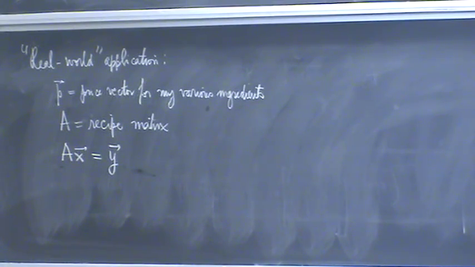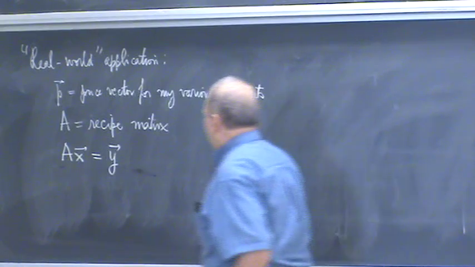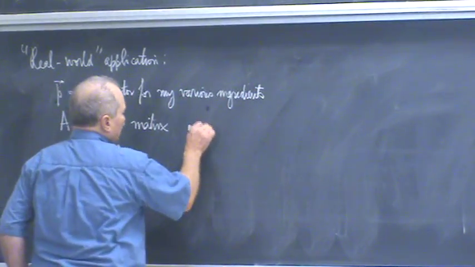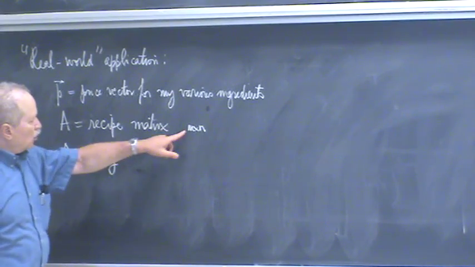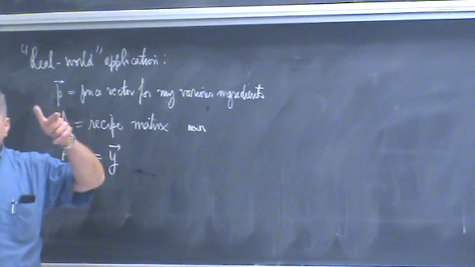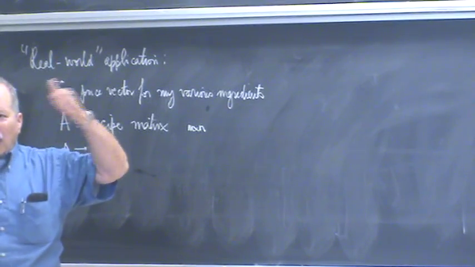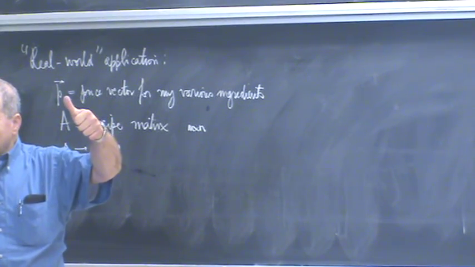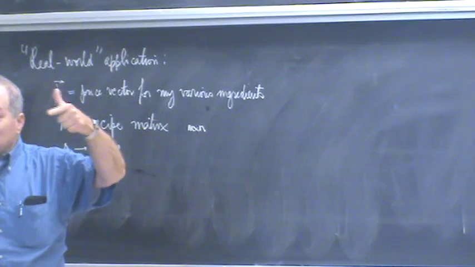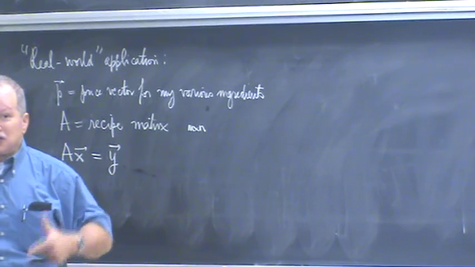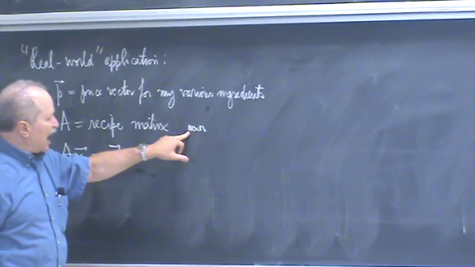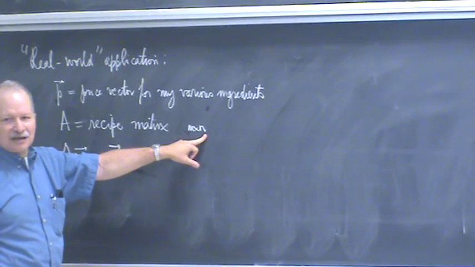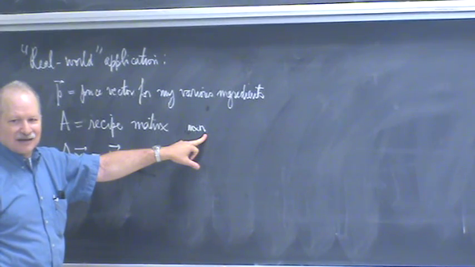No, P's not there yet. So I'll give you a hint. I'm going to make A be m by n. We have two things going on here. You feed it what the ingredients are, and what different cookies we're producing, and how many of each type of cookie you want, right? So what should be m and what should be n? M is the ingredients, N is the cookies.